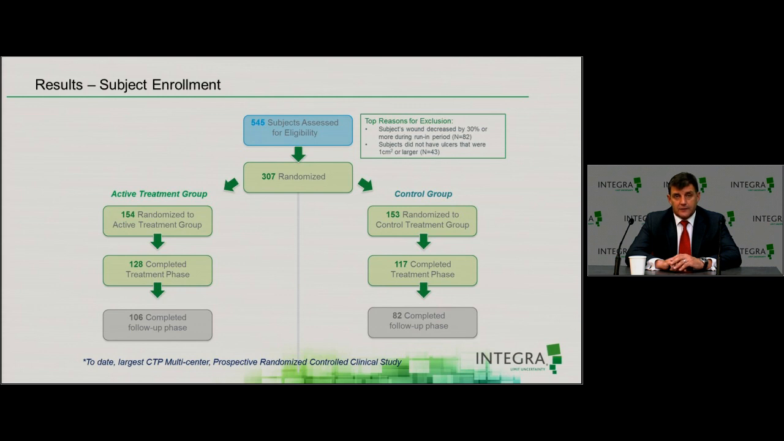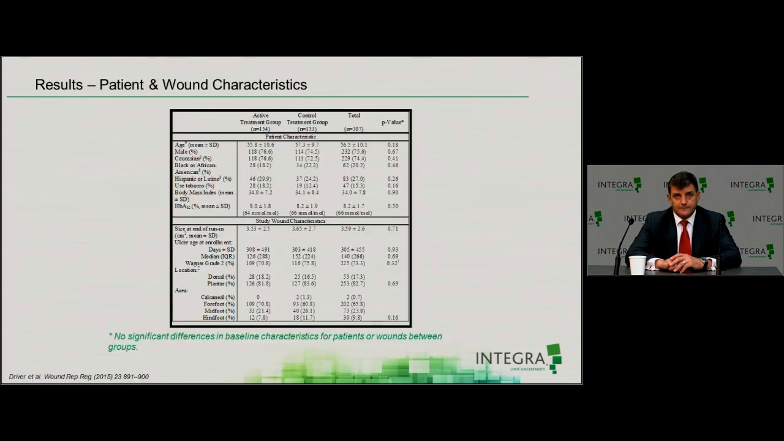And 128 completed the treatment phase in the active group, and 117 in the control arm. And then the follow-up phases, again, would be slightly less. And all of this is what you'd expect statistically, and was all within the parameters of the study design.